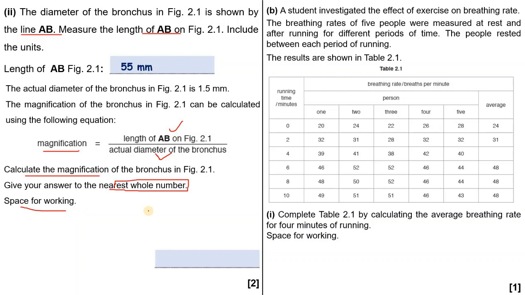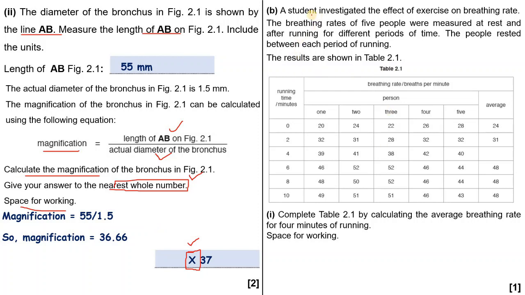So how can we do it? It's as simple as that. Magnification needs to be calculated by taking the length of AB divided by the actual diameter, which is 1.5. So our magnification will be 36.66. Now as we have been told to give the nearest whole number, we can convert this to 37. When writing the magnification, remember to include the multiplication sign or x sign just before your answer, because this represents the number of times the image has been magnified.